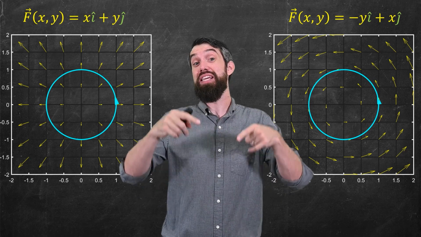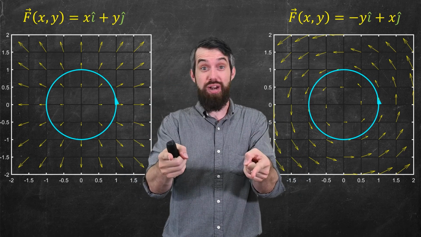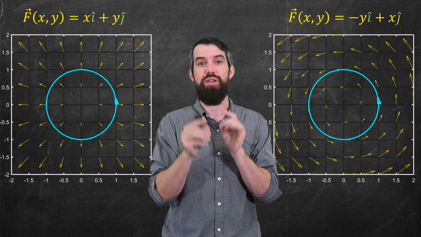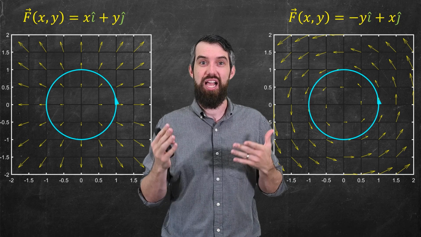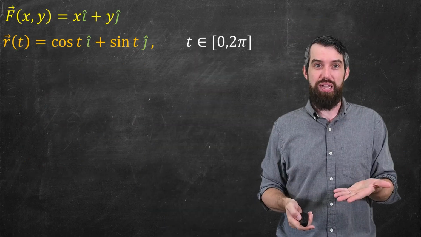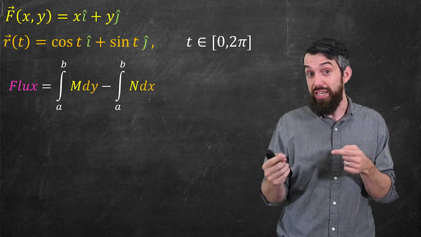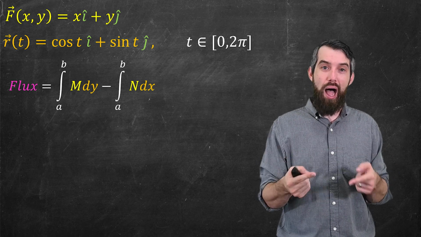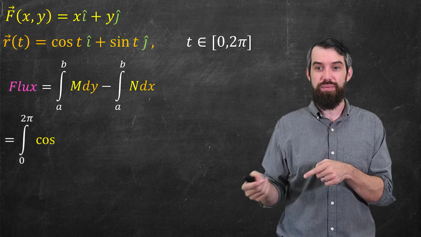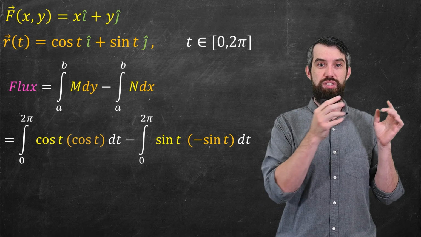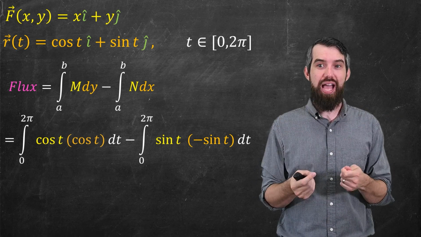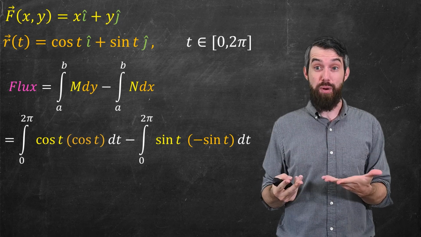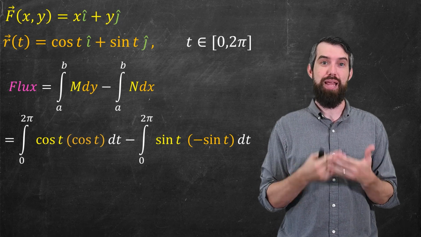And indeed, I'll actually get you to pause and try to compute it. I'm going to do it very quickly in a moment, so if you pause and try to compute out the flux in these 2 situations, well, anyways, here's the answer. We parameterize in the same way. Our definition is that flux is the integral of m dy minus n dx. I plug in the m and the n, which is cos for the first integral and sine for the second integral. And then for the dy, I take the derivative of the y component, so the derivative of sine, which is cosine, that's what happens in the first integral.